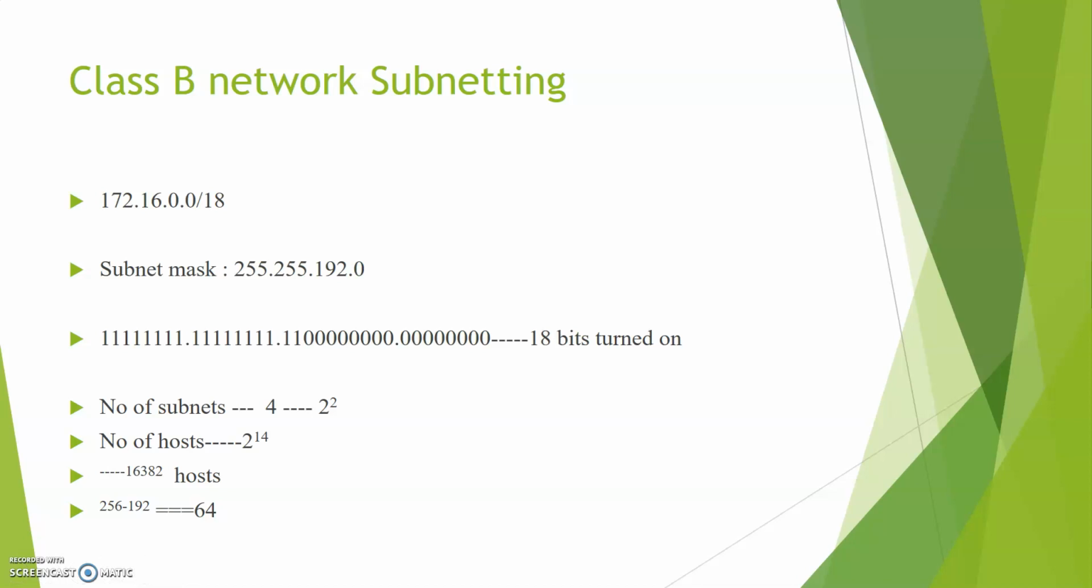Let us see about class B subnetting. In class B, the first 2 bytes identify the network portion and the last 2 bytes identify the host portion. So I can write the subnet mask as 255.255, and then 2 bits are on in the third octet, right? So 128 plus 64 is 192. So I'm writing it as 255.255.192.0.